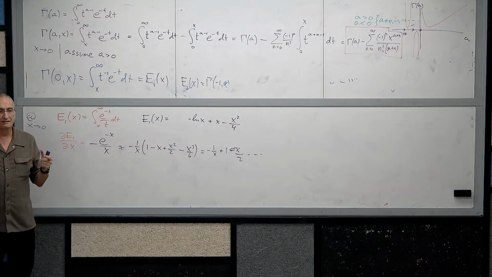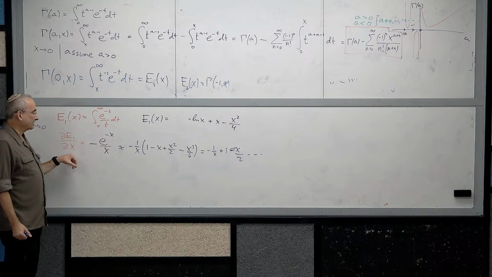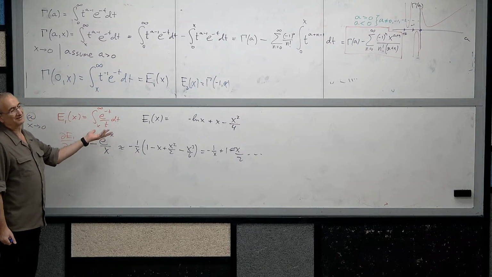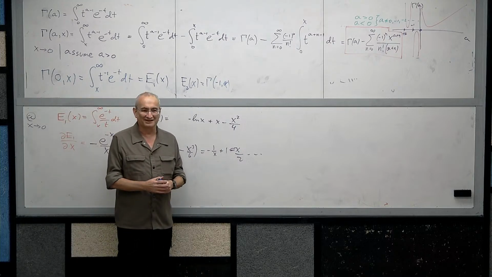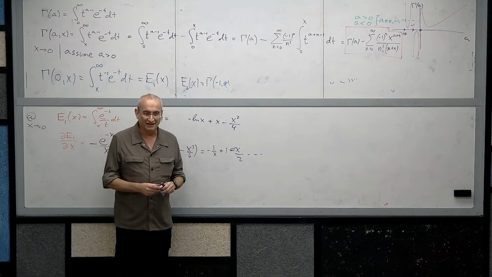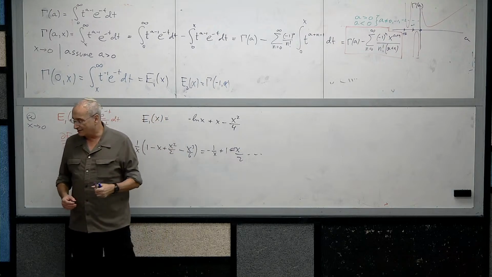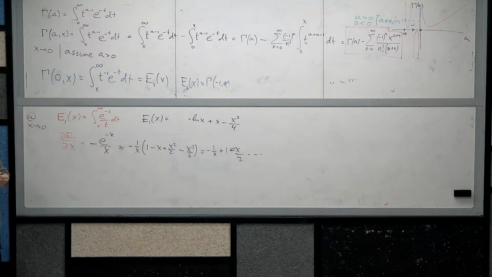Except that I did here something which is legal but not complete. I took the derivative and I integrate. You're missing a constant. There is a constant of integration. So the question is, what is the constant of integration here? There is a C, a constant of integration. What is the constant of integration?